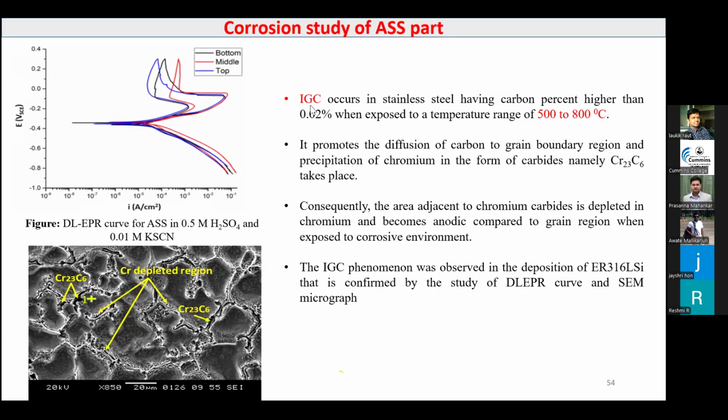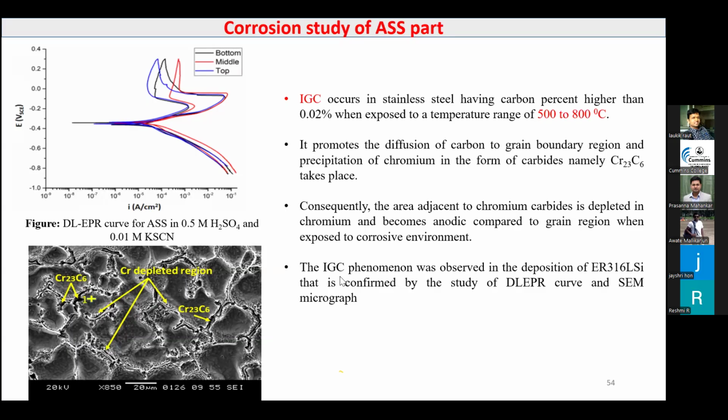So in order to study that intergranular corrosion, I have performed DLEPR test over the sample of ASS. I have taken the solution, 0.5 molar H2SO4 and potassium thiocyanate, 0.01 molar. We have performed the DLEPR of that sample, and this is the SEM micrograph after DLEPR. Here you can see the microstructure is changed. So this is the chrome depleted region. That means the chromium is depleted from here and it is settled at the grain boundary and combined with the carbon. So there is a formation of chromium carbide at the grain boundary, and this is responsible for the intergranular corrosion.